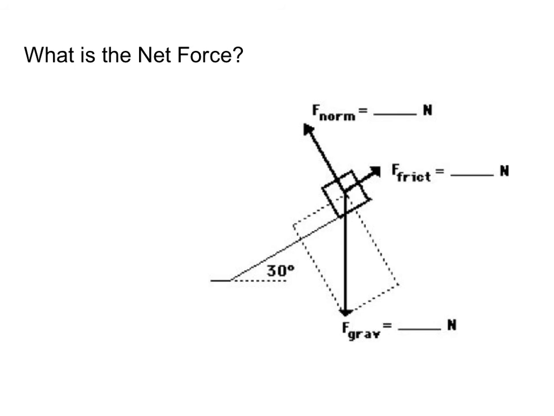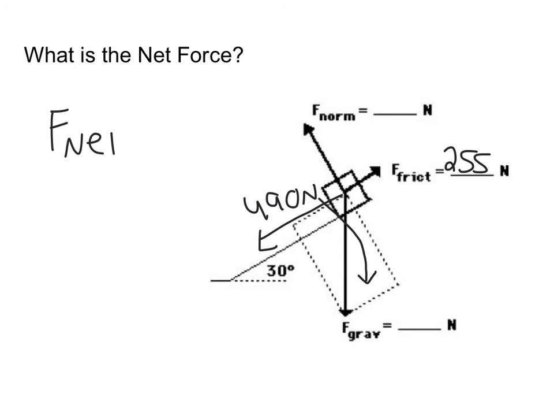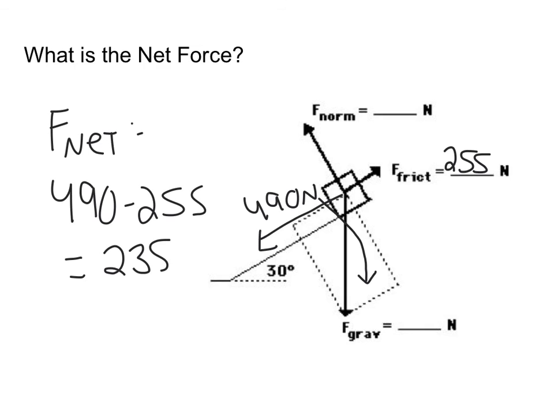Next, what is the net force on this object? Okay, so we know that my force of friction is 255, and over here we know that I have 490 newtons. Remember, I got this from my x component of gravity. So my force net, I can just subtract these two. So 490 minus 255 is going to equal 235 newtons. Now if I don't have friction, I don't have to worry about this. It would just be 490 newtons.